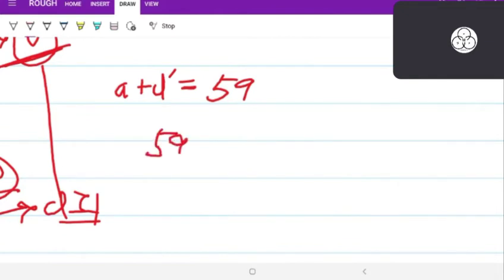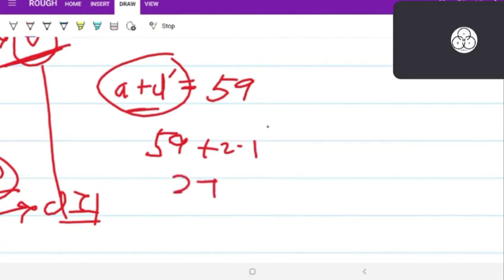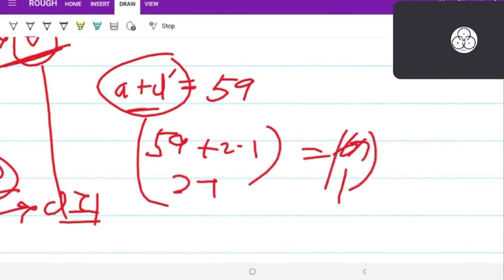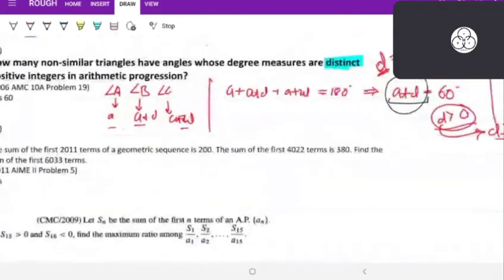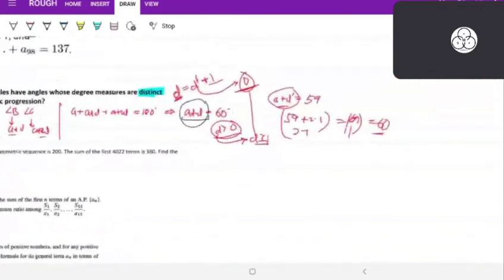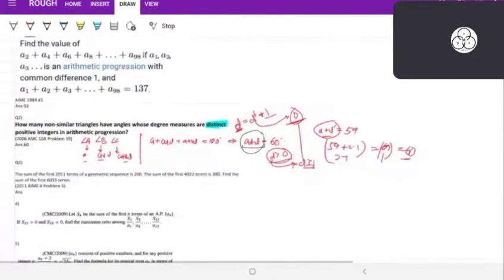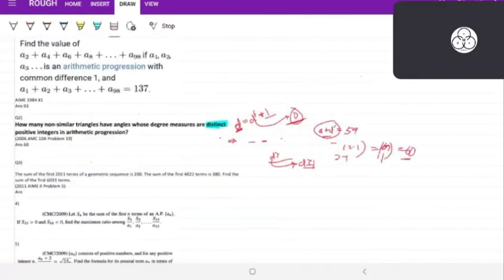Using Beggar's method, the number of solutions will be 59 plus 2 minus 1 choose 2 minus 1, since there are two distributions. This will be 60 choose 1. So the answer is 60. So, combinatorics. Here, I've given you a glimpse of my favorite topic, combinatorics.